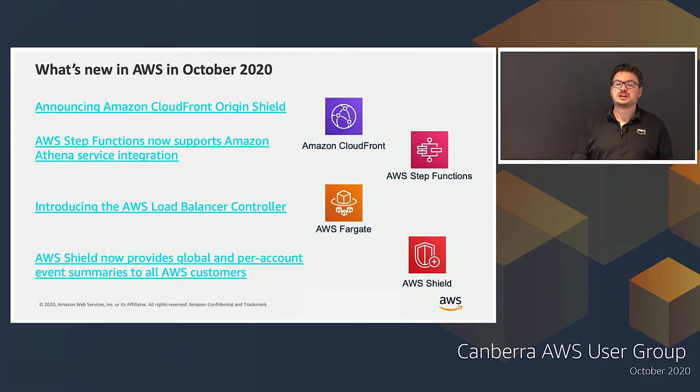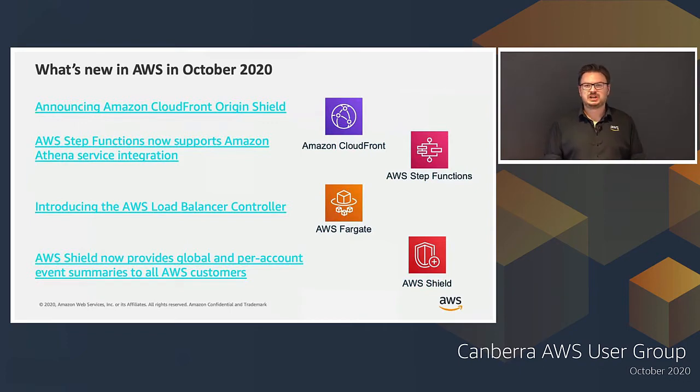So again, one worth checking out if you're a Fargate user. And lastly, AWS Shield now provides global and per-account event summaries to all AWS customers. So in the event of an attempted denial of service attack, for example, if you were a Shield Advanced customer, you would receive a summary of that event with details around things like how much traffic was detected and where was it coming from, and that sort of thing.